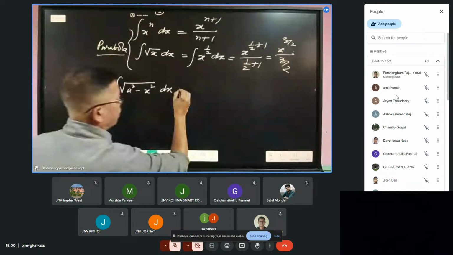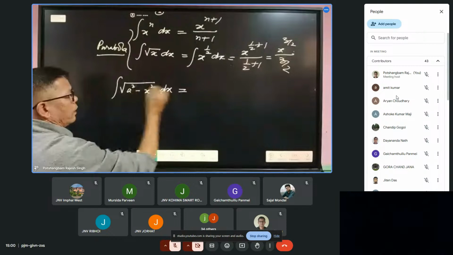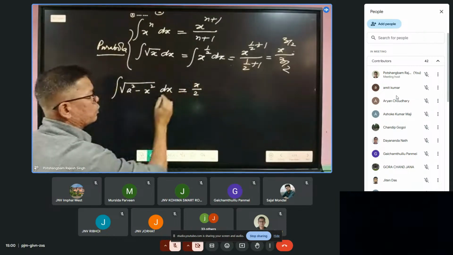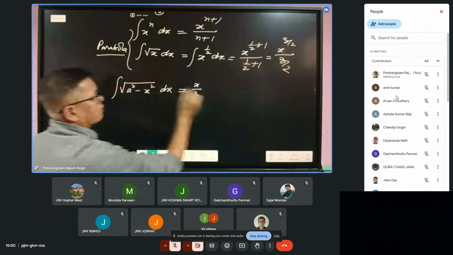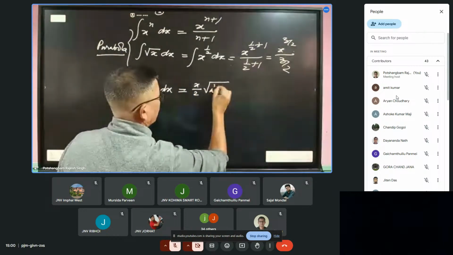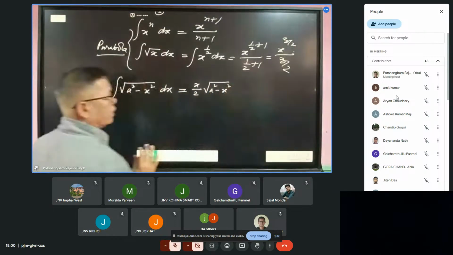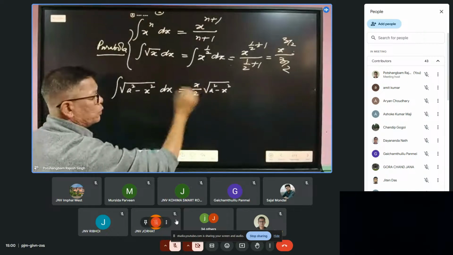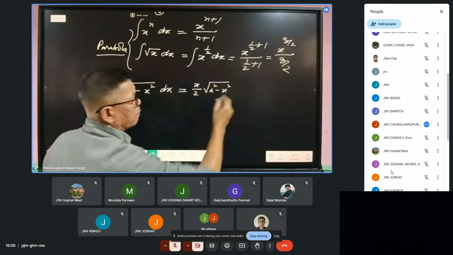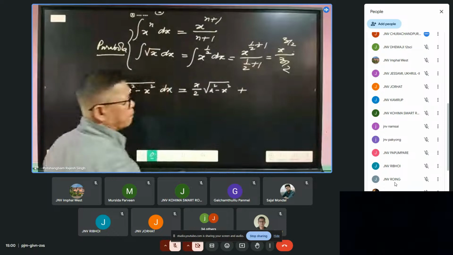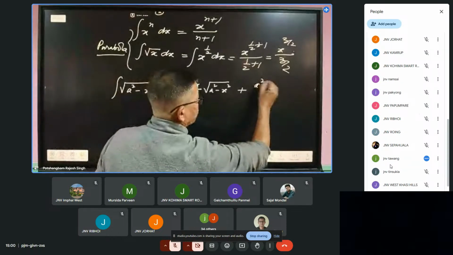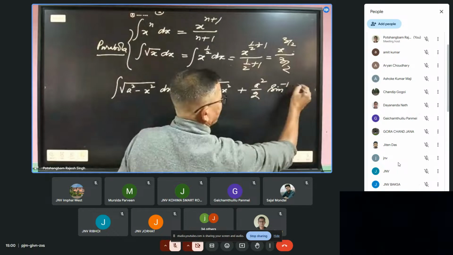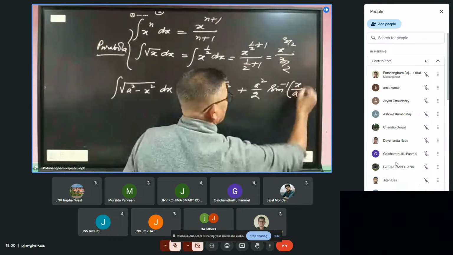How you can write this formula is: first you write x by 2. After the x by 2, you write this whole root. I repeat once again. First you write x by 2, after the x by 2 you write this whole root. Then plus. After the plus, you write a square by 2. After the a square by 2, you write sine inverse x by a. This is the formula.